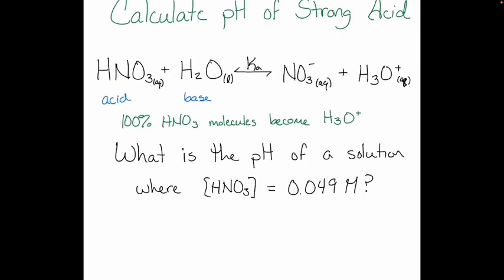So for strong acids, because this reaction so strongly favors the products, we can just go ahead and say that our initial concentration of our strong acid is going to equal the concentration of hydronium at equilibrium. All right, so this solution was prepared to 0.049 molar nitric acid. Well, 100% of those nitric acid molecules have turned into hydronium molecules.